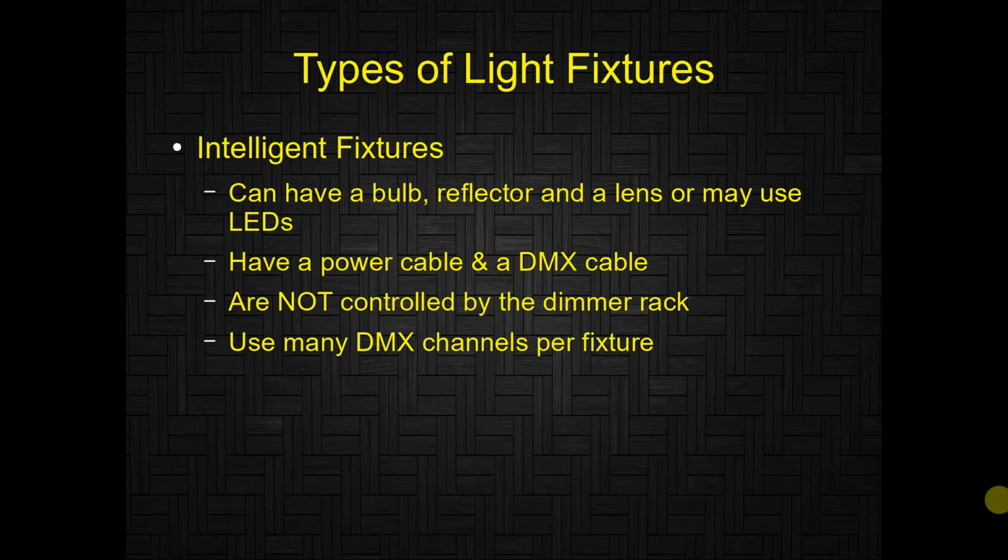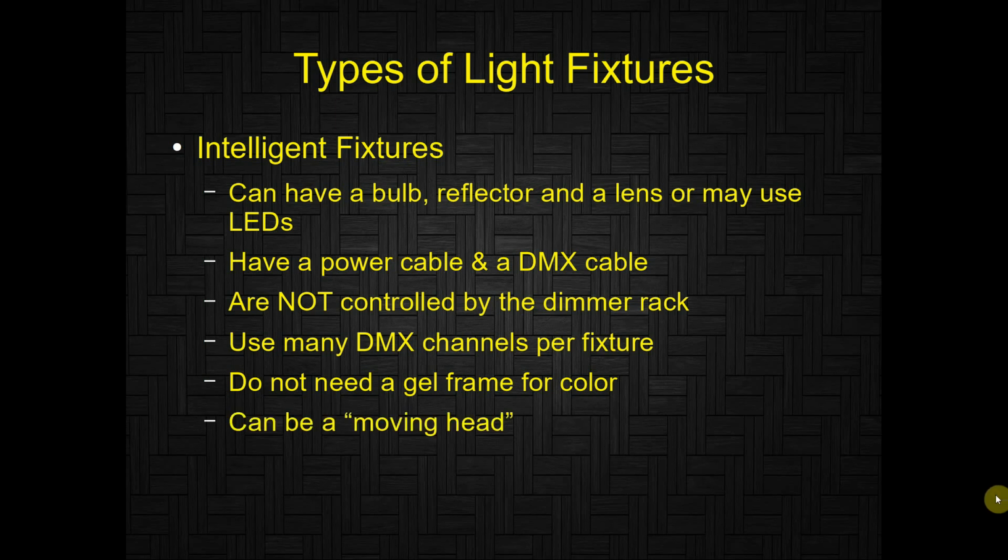As we mentioned, the conventional light only uses one DMX channel because you're just controlling how bright or how dim the bulb is. With an intelligent light fixture, you're controlling a lot more things than intensity. And in general, the intelligent light fixtures do not need a gel frame to create color on the ground.